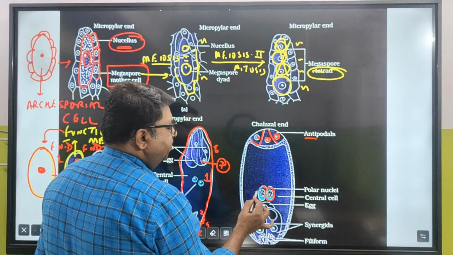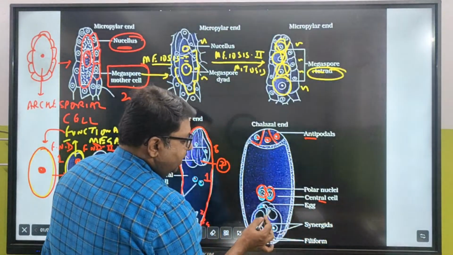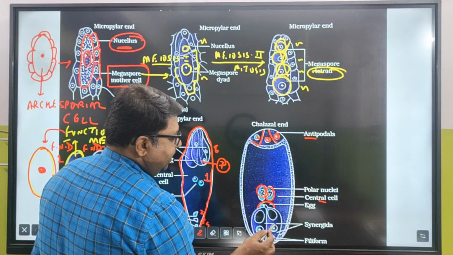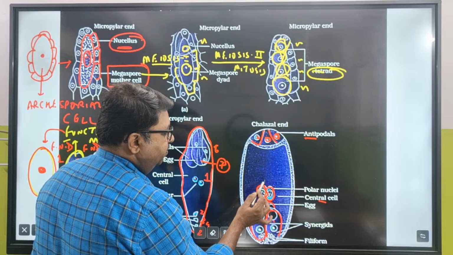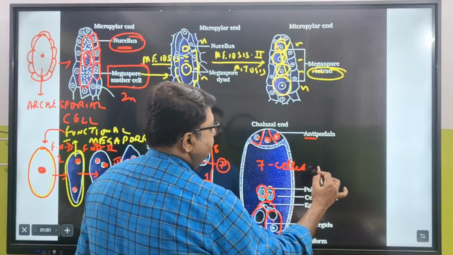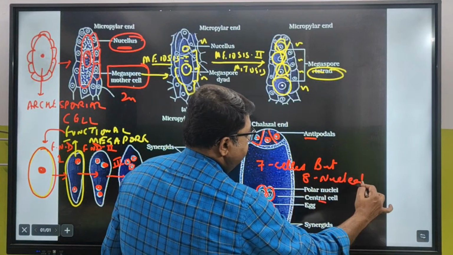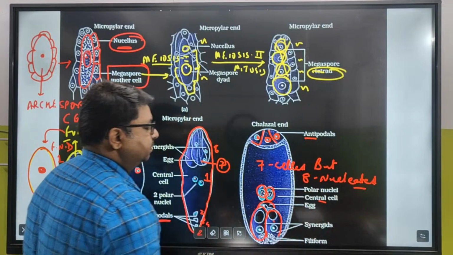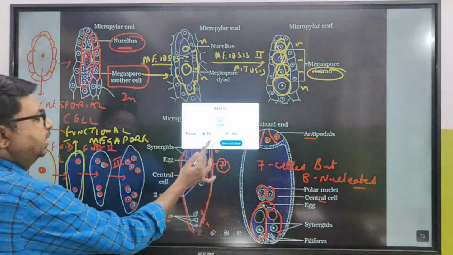These 2 nuclei together make 1 cell called the central cell, and you can see the 1 egg cell and 2 synergids present over here. So 1, 2, 3, 4, 5, 6, 7: 7 cells but 8-nucleated stage. This is the most important thing about the development of the female gametophyte.